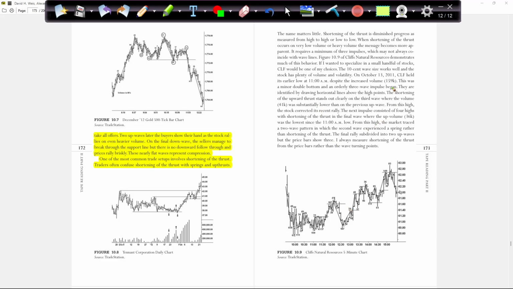So this was a minor double bottom and an orderly three wave impulse began. They are identified by drawing horizontal lines above the high points. Now the shortening of the upward thrust stands out clearly on the third wave, where the volume was 41K here, which was substantially lower than the previous up wave.